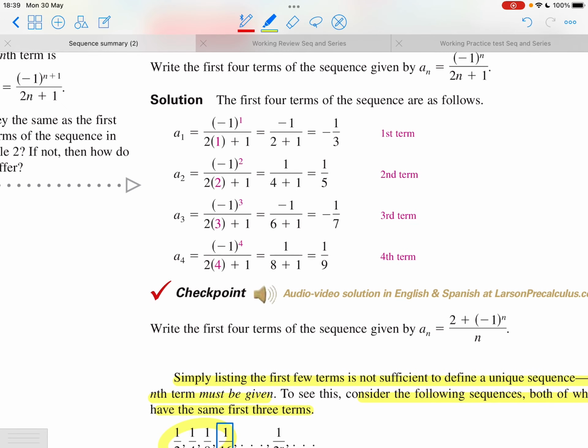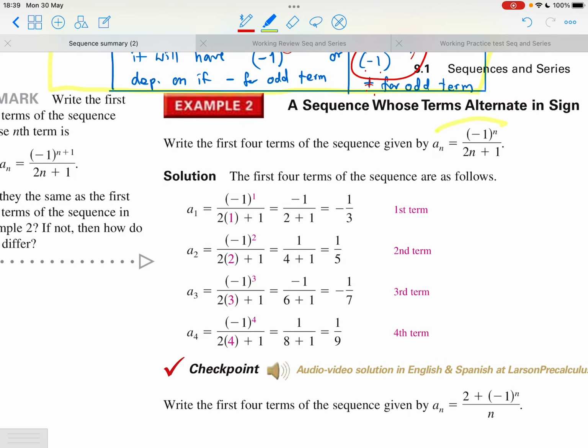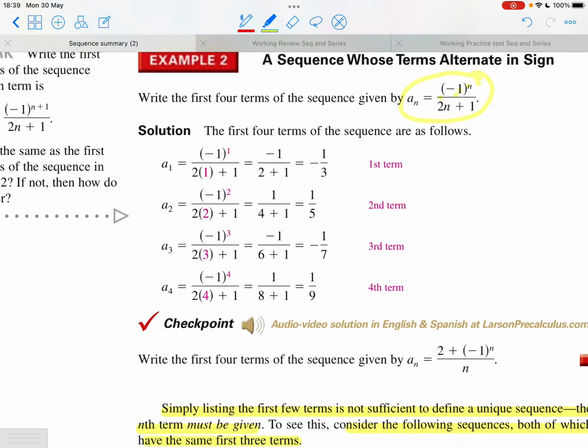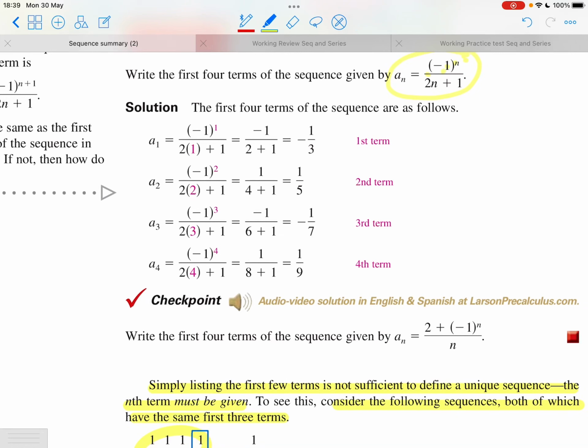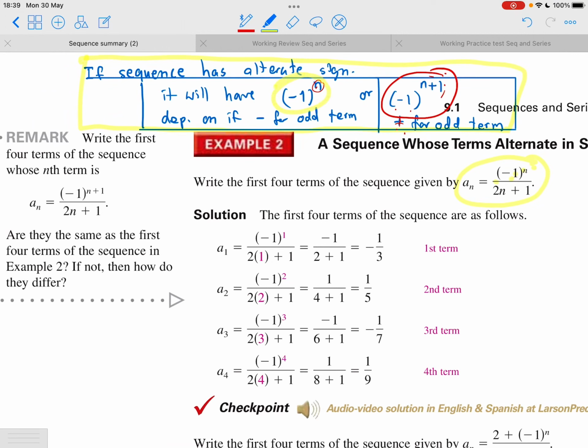So for example, an is equal to minus 1 to the n over 2n plus 1. The question would be like when it asks you to find the formula for the sequence that is alternating minus plus minus plus, then you always have to remember to put this coefficient in. If it starts with negative, then it's this one. If it starts with positive, then it's this one.